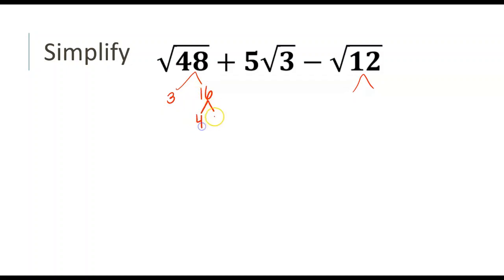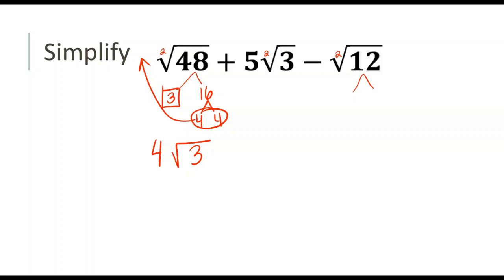16 can be broken down into 4 and 4. Because it's a square root, remember that's an invisible 2 when it's square roots, I circle 2 of the same number. That gets to break free to the front. And then whatever is left over stays inside the radical.